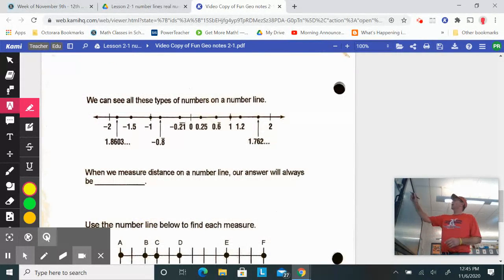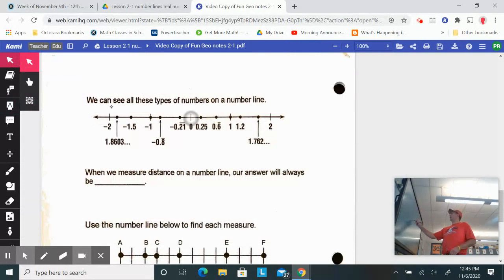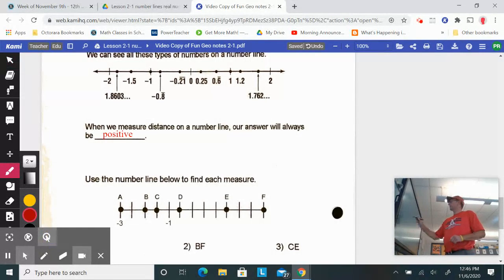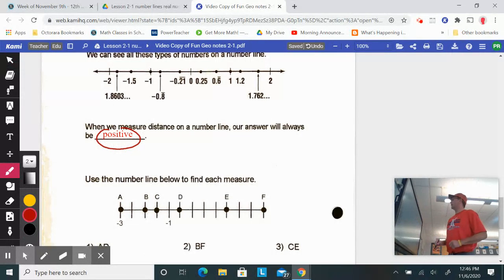All right, so this number line right here is the same one we saw on the very first page, the very first side of these notes. You have all these real numbers labeled at different spots on the number line. When we measure the distance on a number line, our answer will always be positive. Yep, always going to be positive.